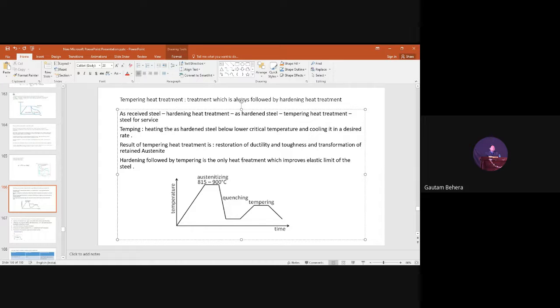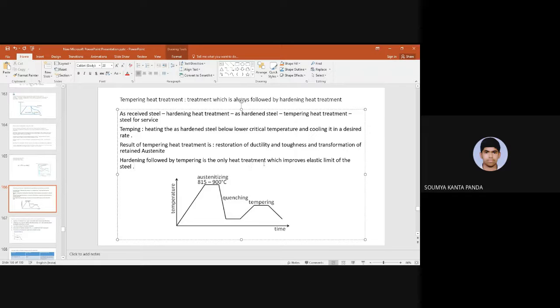Here, there is a very interesting point. Sir, are you saying age hardened or as hardened? As hardened. Yes, sir. It's not age. As hardened. It is written over here. You can see.